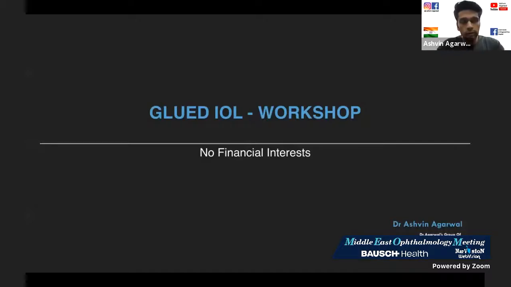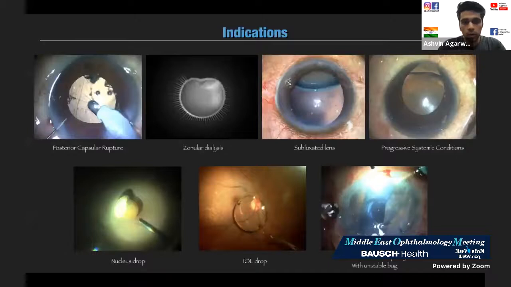Glued intraocular lens is basically a procedure where we are doing a secondary implantation for an IOL using a three-piece lens. We all know the indications where we will need to use them. Basically, wherever you have an unstable bag or the integrity of the bag complex is lost.